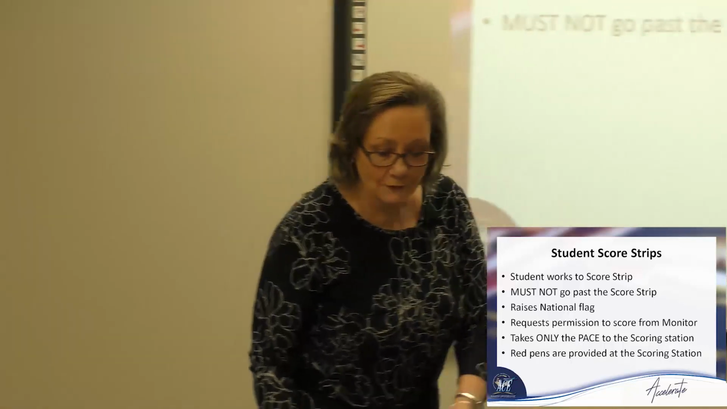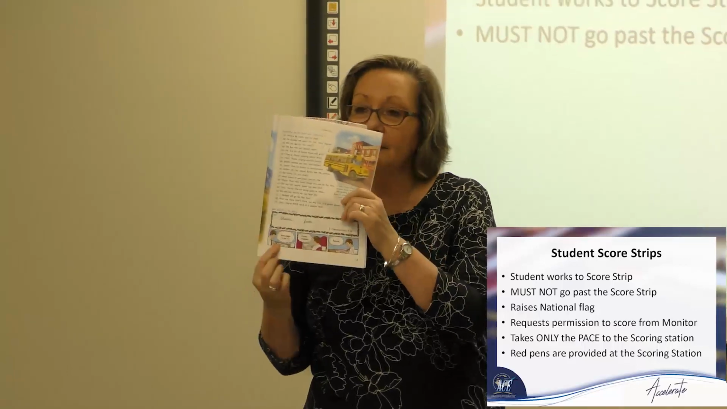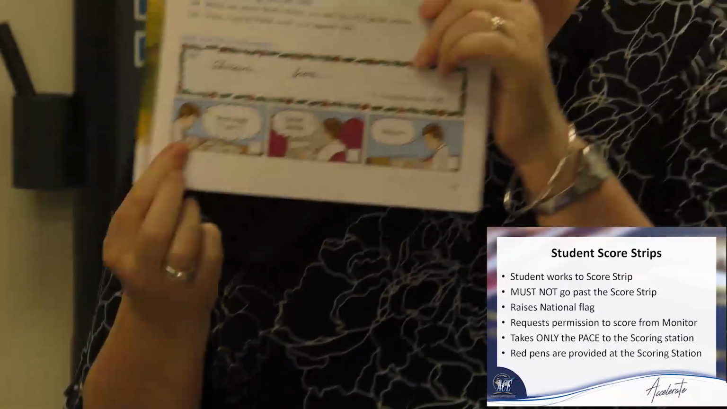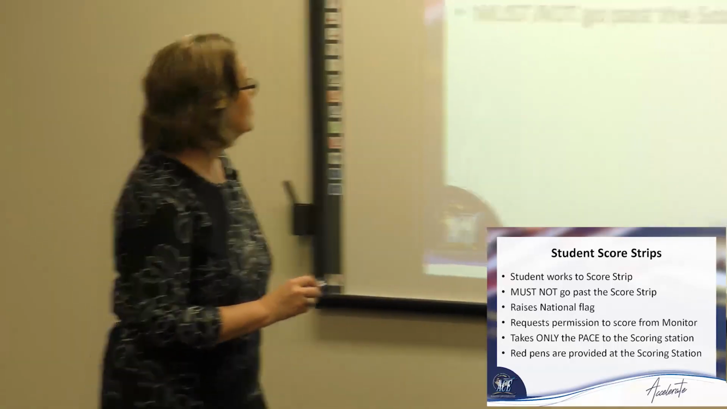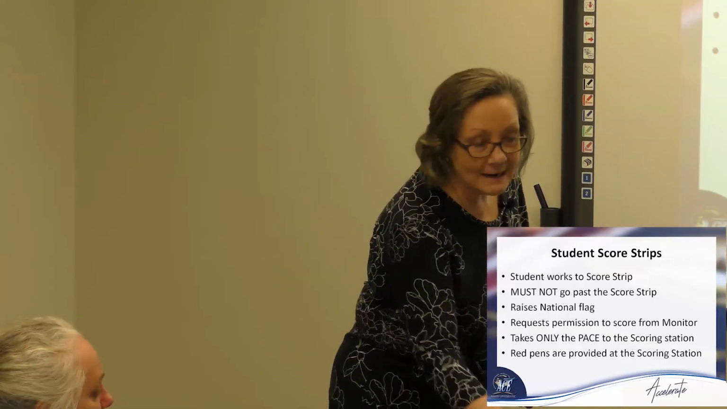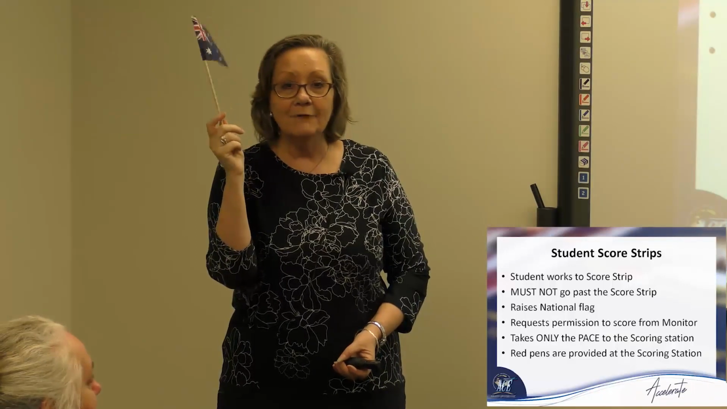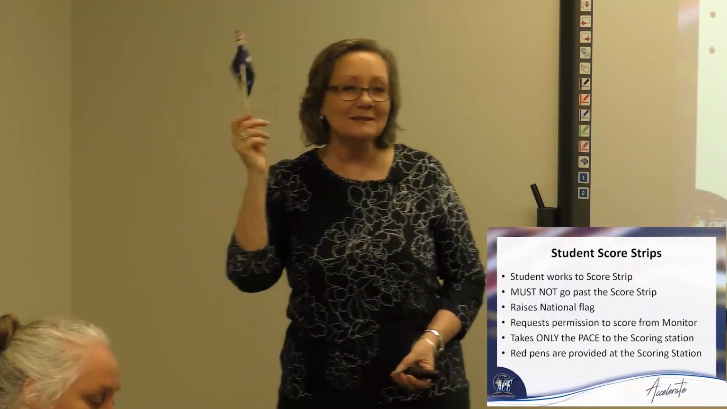Okay, so this is what a score strip looks like. There are different ones and we'll have a look at the different ones, but this is a score strip in most of the paces, so it'll be up on the screen in a moment. There are different types of score strips and we're going to look at some of those too. When the student gets to their score strip, they raise their national flag. So in Australia, this is our national flag. If I were in Indonesia, it would be red and white. If I were in PNG, it would be the PNG flag. If I were in the Solomon Islands, it would be the Solomon Islands flag. So it's your national flag.